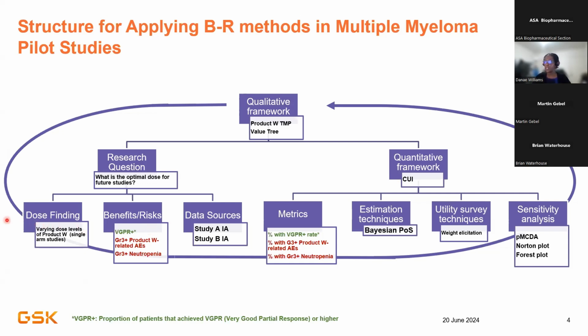So the analyses were performed using qualitative and quantitative benefit risk techniques, where we had the CUI model being applied, along with the metrics that represent the percentage of patients with these attributes. Then we applied the Bayesian probability of success as the estimation technique. And then we have the weight elicitation that was used as our utility survey technique. And then finally, we performed a sensitivity analysis, such as using the Norton and Forest plot for visualization, and the PMCDA model that captures the uncertainty within the data.